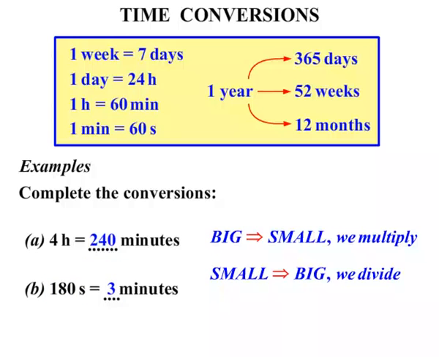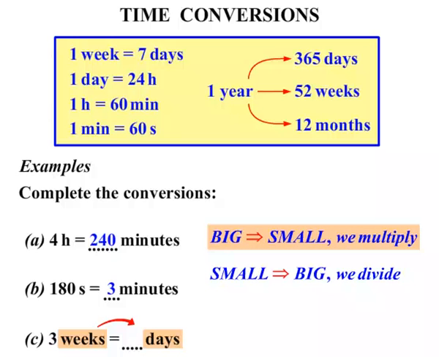In the next one, we've got 3 weeks equals how many days? Well, what's the connection between weeks and days? We can see that 1 week equals 7 days. And this time we are changing from weeks to days. We are going from a bigger unit to a smaller one, so we multiply. We multiply by that 7. And 3 times 7 is 21.